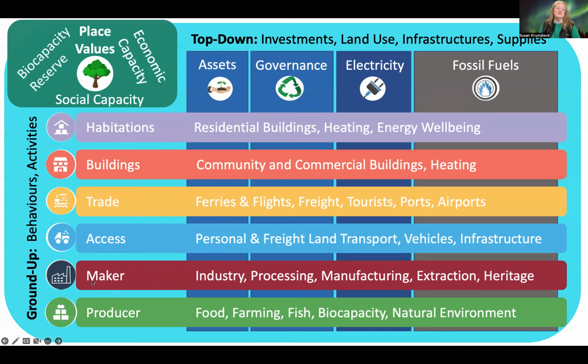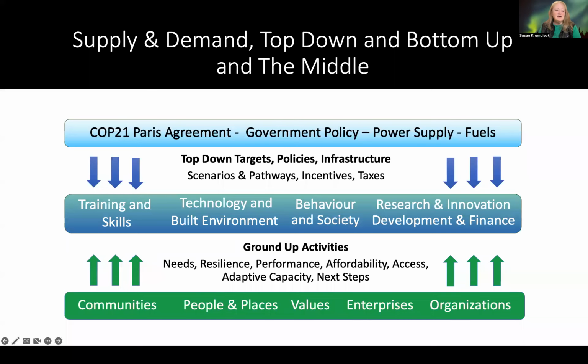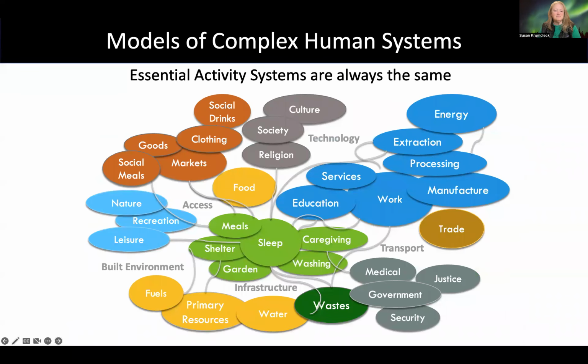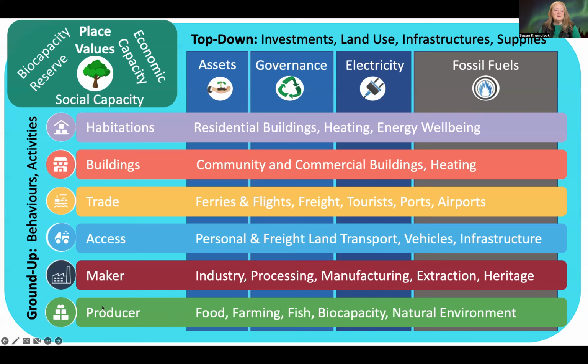We have to make things, with our manufacturing and processing, our extraction, and even our museums and monuments and national parks. So we create these things and use them. And our primary production. So this is use of the land and the water and the natural environment, farming, fishing. All right.